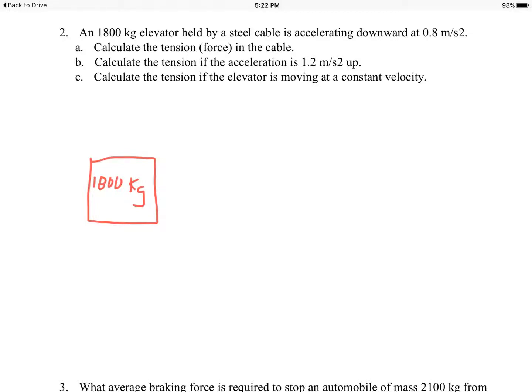Newton's second law example. Here we have an elevator. In part A, it's accelerating down. So I have the elevator drawn as a rectangle. Its mass is 1,800 kilograms.